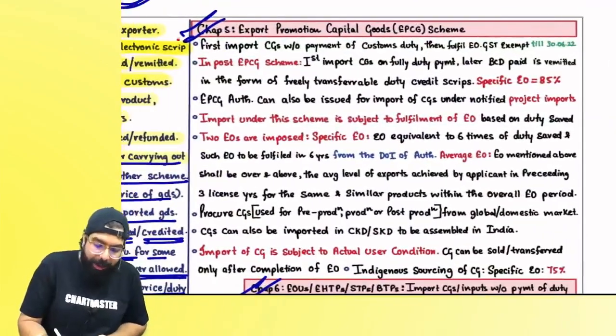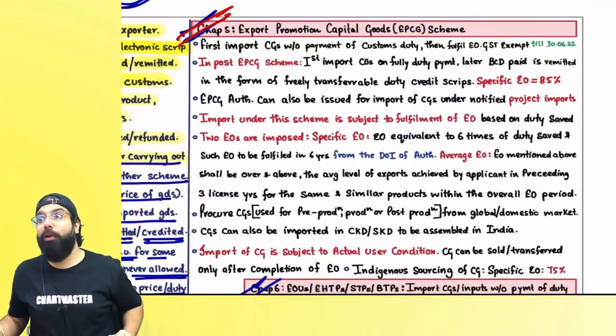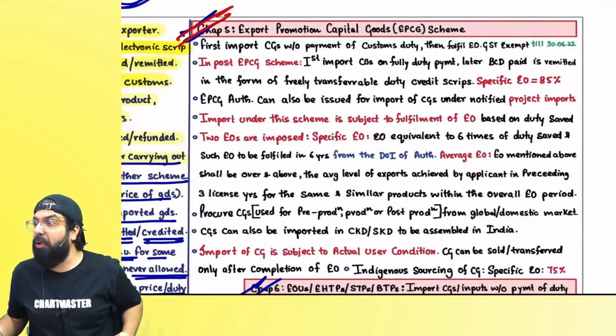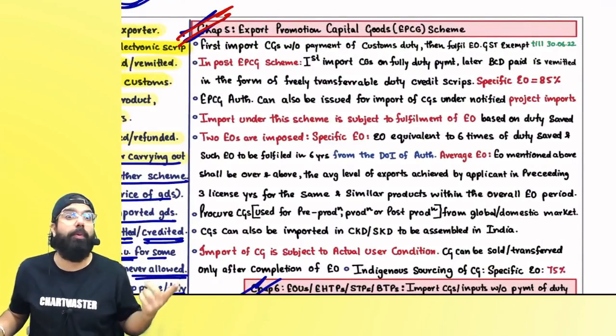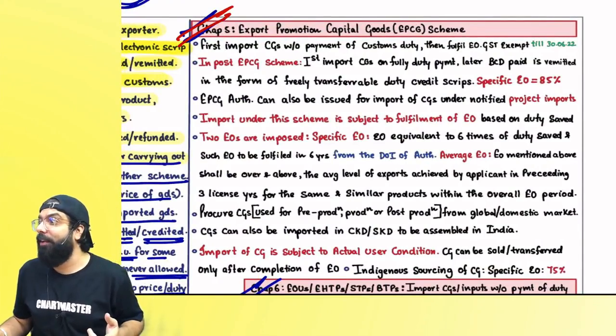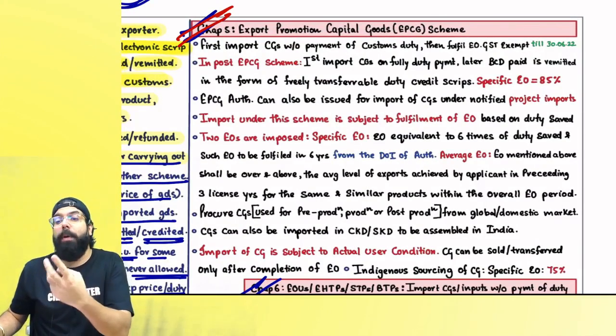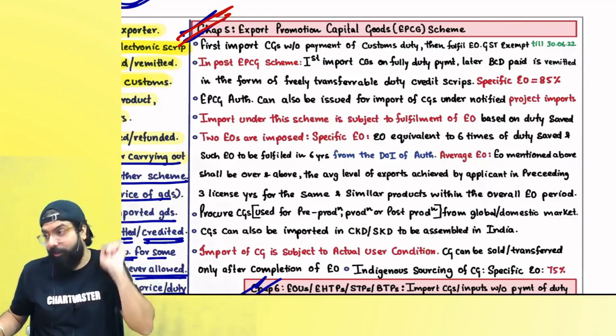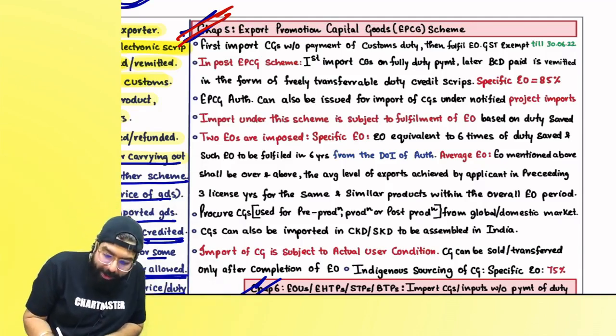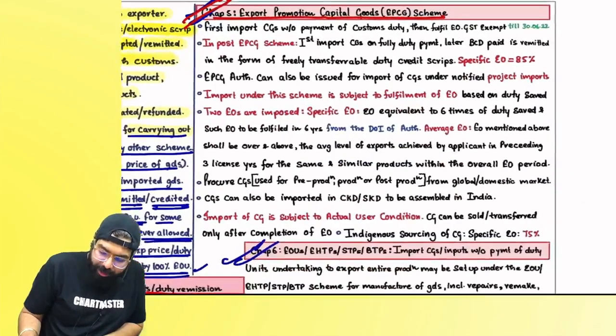Now, sir, please allow me to import capital goods. If you allow me to import capital goods, I will make quality products and export. Sir, I will get foreign currency. The time you say foreign currency, he will become very happy and give you an export promotion capital goods authorization. Are we clear, everyone? Export promotion capital goods scheme.